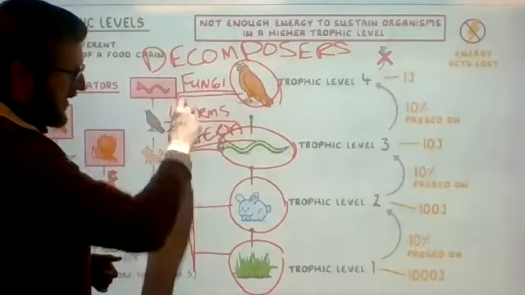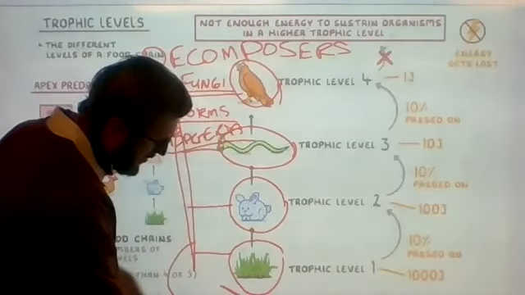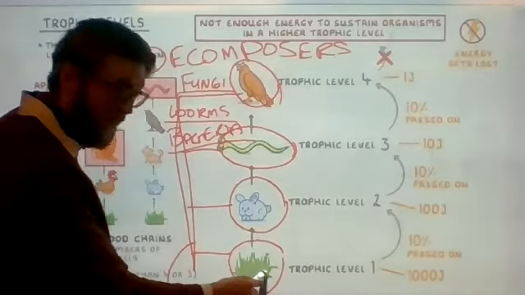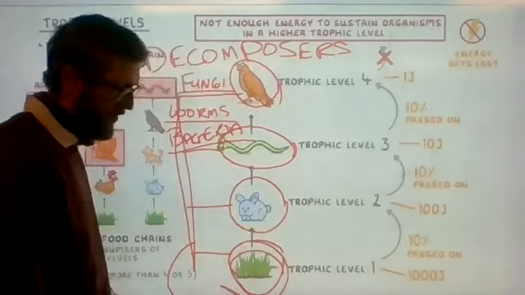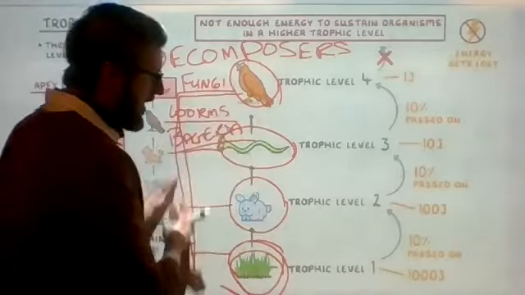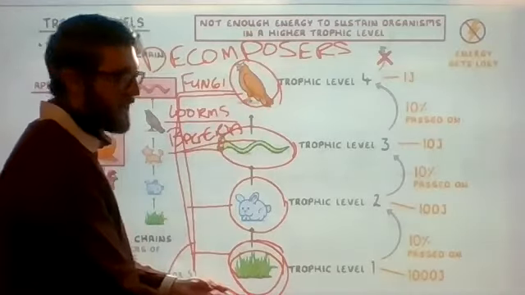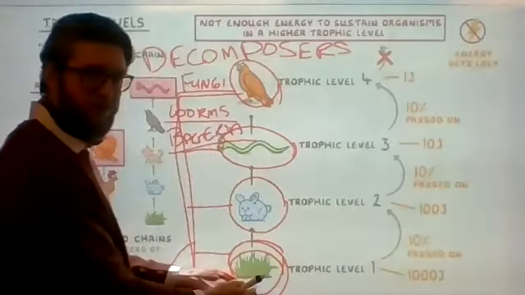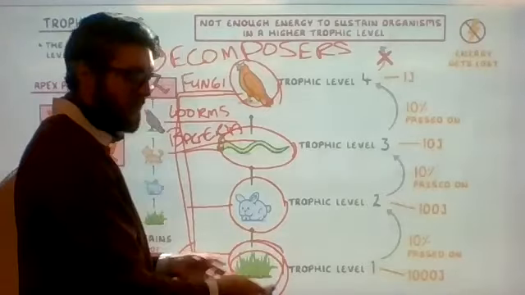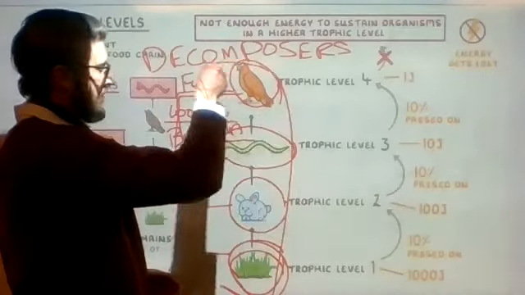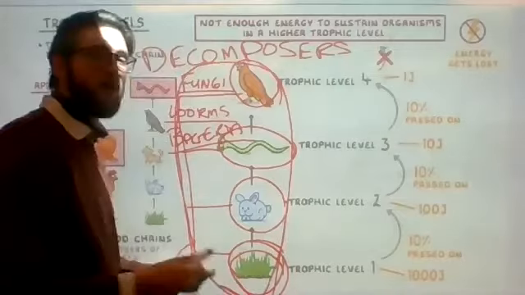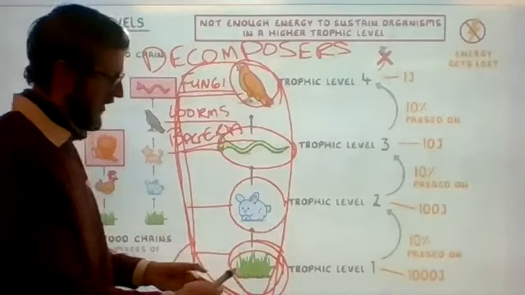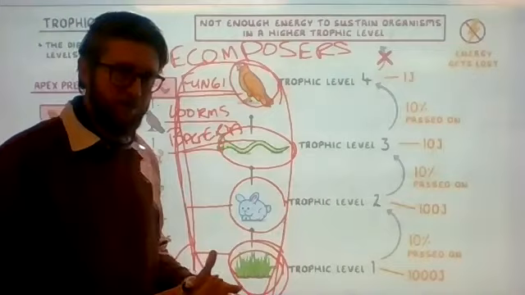Okay, they take all these things and put them back into the soil so that these plants, the producers at the bottom, can take the energy in the soil, combine it with the energy in the sun, and then start this cycle all over again. Okay, so it makes a closed loop of energy that's self-sustaining.